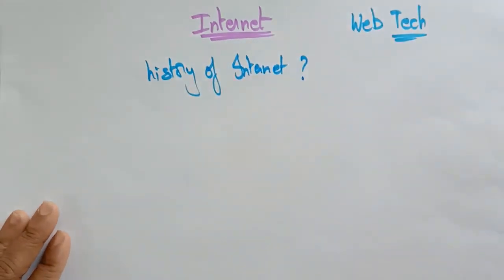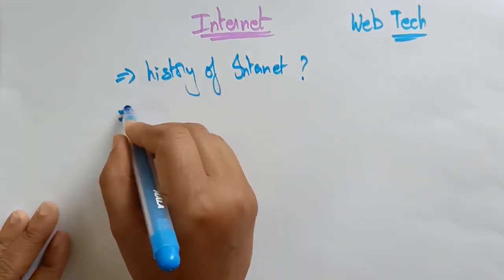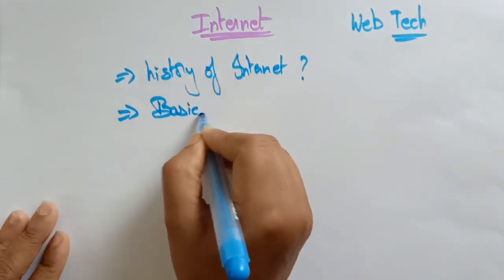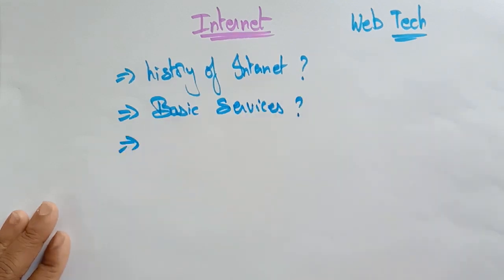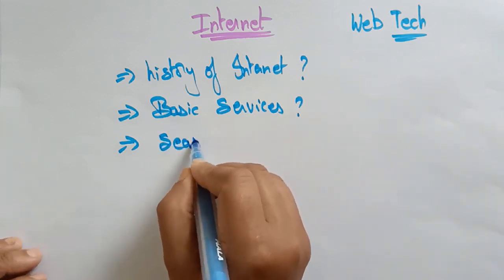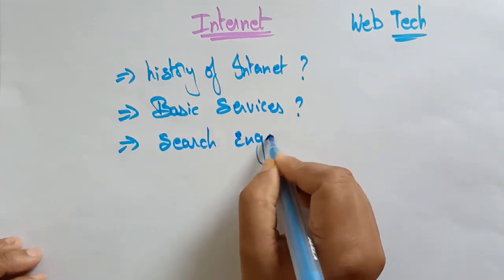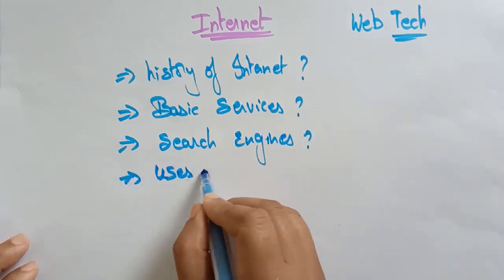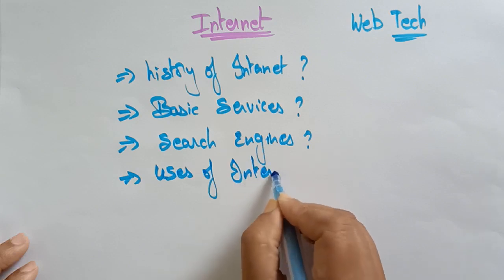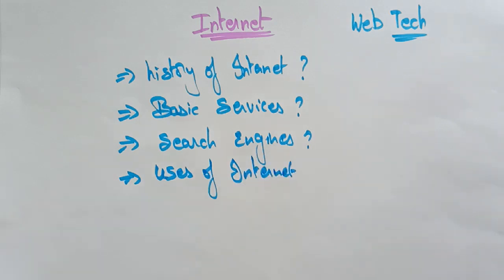What are its basic services, the basic services provided by the internet? And what are internet search engines, and the different search engines that we use on the internet? And the uses of the internet. You know about the internet, meaning you are using it, but most people don't know the history of the internet, the basic services, the search engines and the uses of the internet.